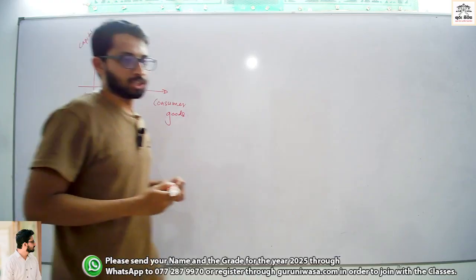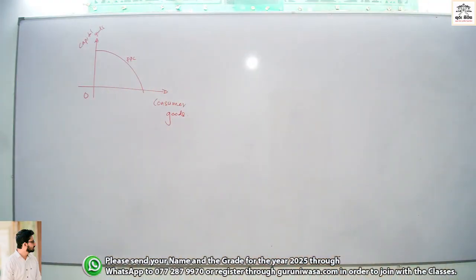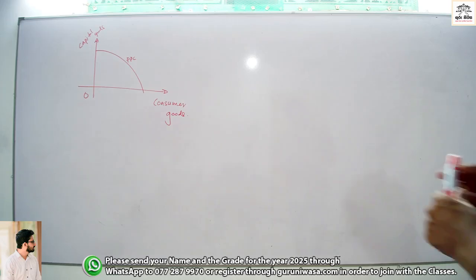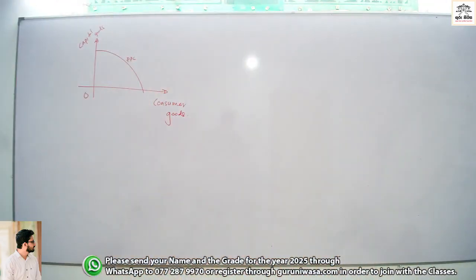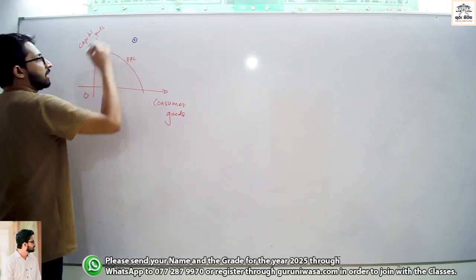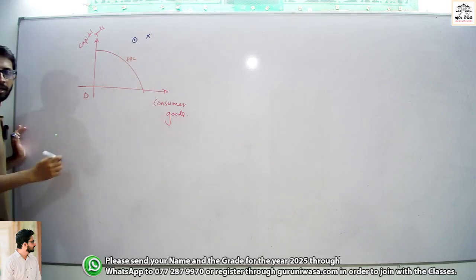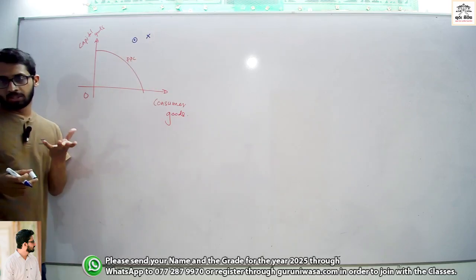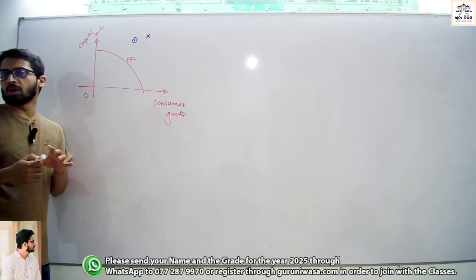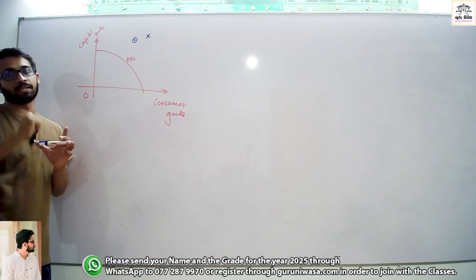What you know is that a point outside the PPC cannot be achieved. Yes, that's correct. This point cannot be achieved. This economy cannot produce point X, right? Using the available resource stock, this economy is not able to produce this point outside the PPC.